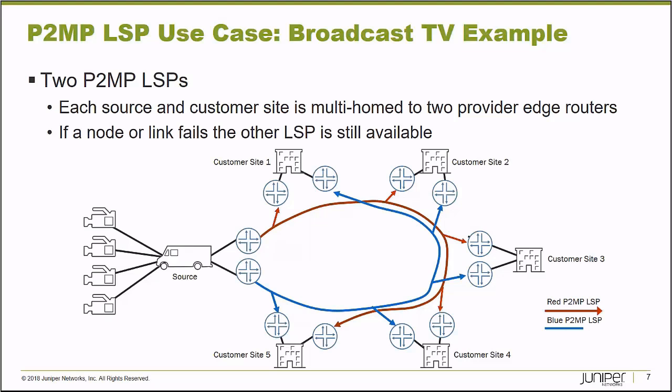In this example, the red label switch path has an egress point at each customer site, and the blue label switch path does the same thing going in the other direction. So if I lose a single link or a single node, at least the other point-to-multipoint label switch path can continue feeding a video stream. This is also commonly used in the financial services market to stream real-time market data.